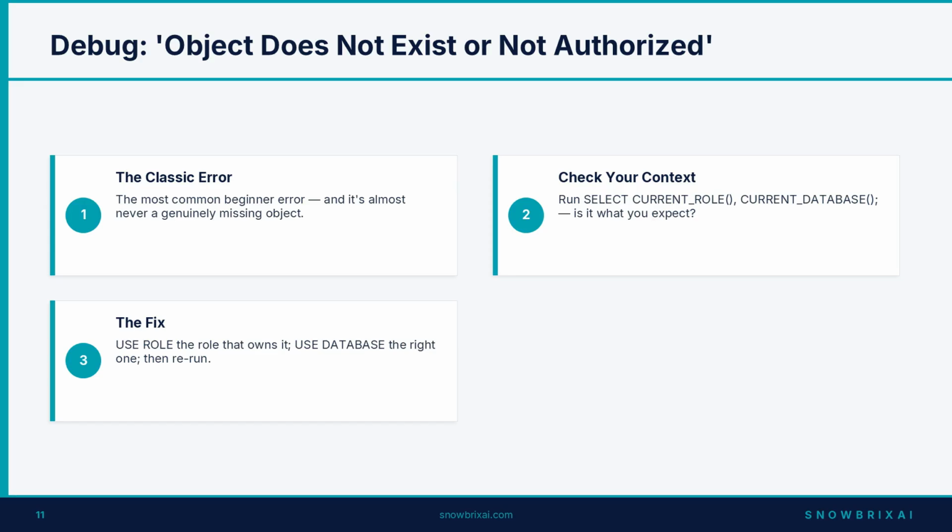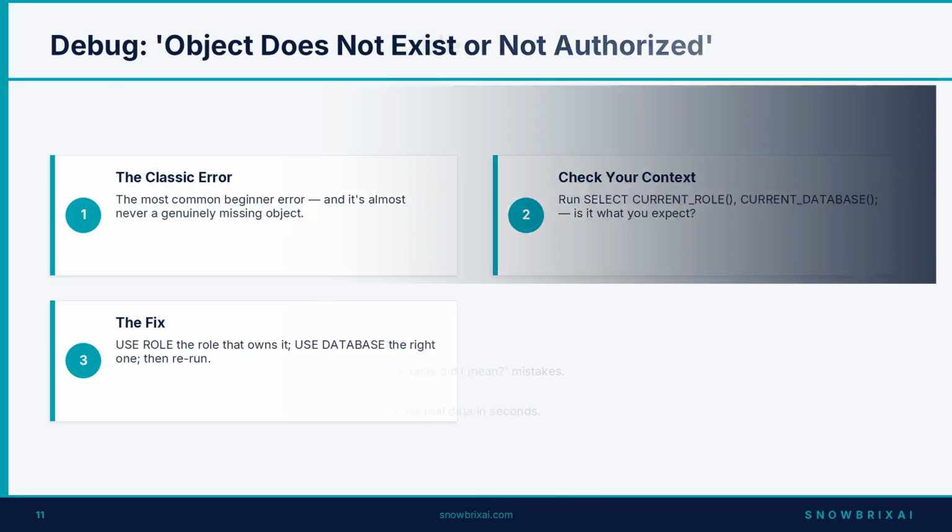Run select current_role, current_database. Is that what you expected? Usually it is not. The fix is calm and simple. Use role and name the role that owns the object. Use database and name the right one. Then rerun the exact same query. Nine times out of 10 it just works.